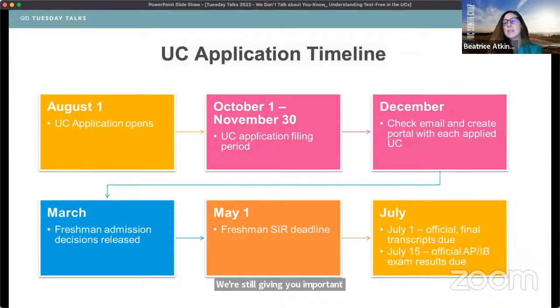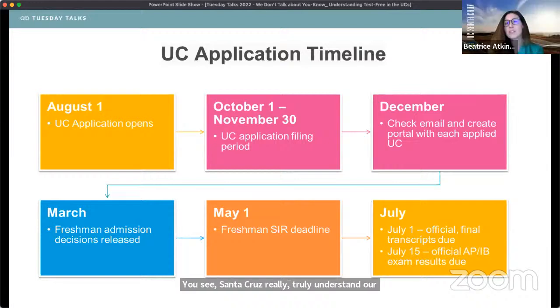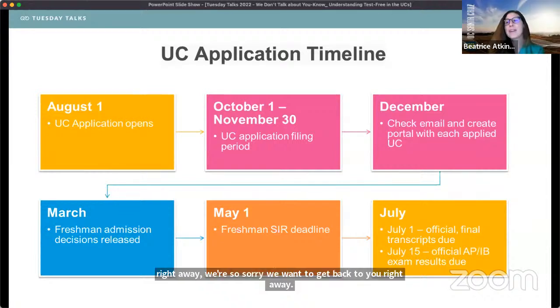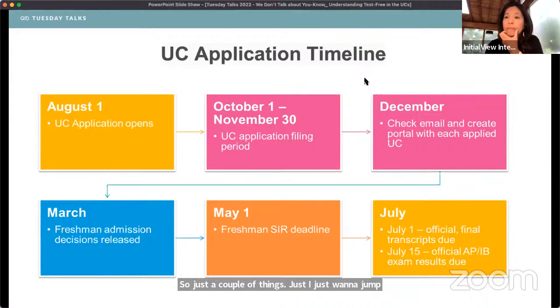And then the other thing to keep in mind is when we get towards the end and you've made your decision about where you want to actually attend UC Santa Cruz, really truly understand our offices are dealing with thousands of different applications from students across California, the US, and the world. So sometimes if you don't hear back right away, we're so sorry. We want to get back to you right away, but just can't do it. So be patient with us is what I'd say. I just want to jump in there and share that real fast.